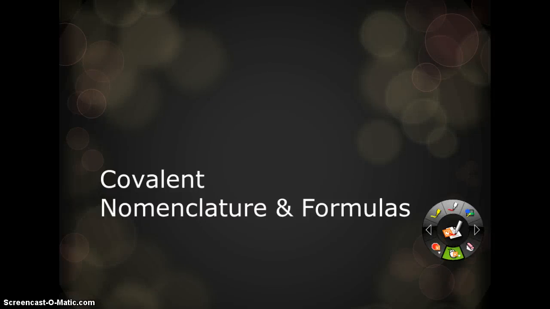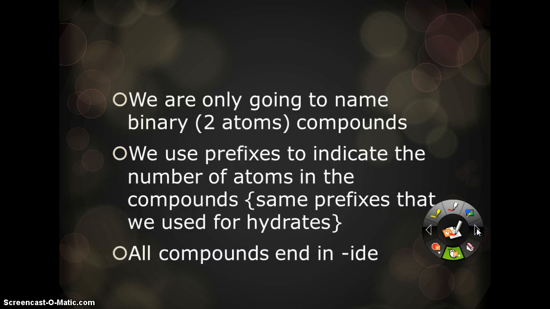Okay, so now that we've discussed the type of bonds that covalent compounds can form, let's talk about how to name and write the formulas for these guys. And we're only going to name binary, which means there's two types of atoms, so we're only going to name binary compounds for our covalent compounds.